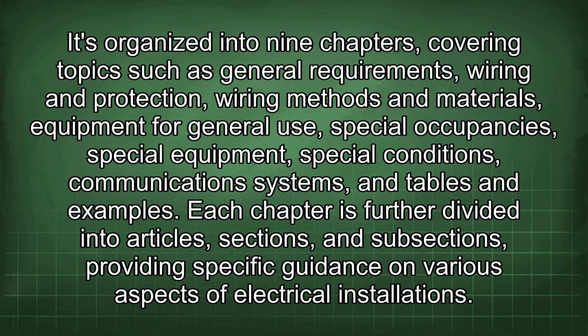It's organized into 9 chapters covering topics such as general requirements, wiring and protection, wiring methods and materials, equipment for general use, special occupancies, special equipment, special conditions, communication systems, and tables and examples. Each chapter is further divided into articles, sections, and subsections, providing specific guidance on various aspects of electrical installations.